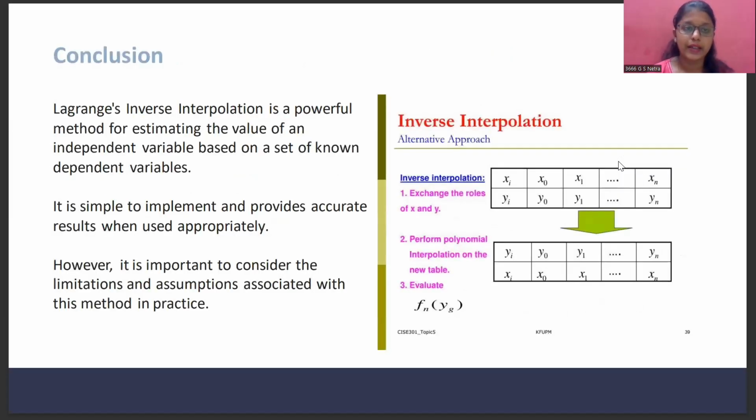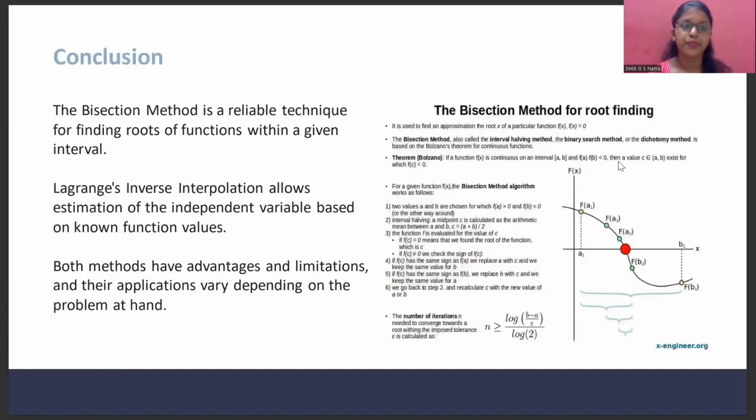Conclusion: Lagrange's inverse interpolation is a powerful method for estimating the value of an independent variable based on a set of known dependent variables. It is simple to implement and provides accurate results when used appropriately. However, it is important to consider the limitations and assumptions associated with this method in practice.